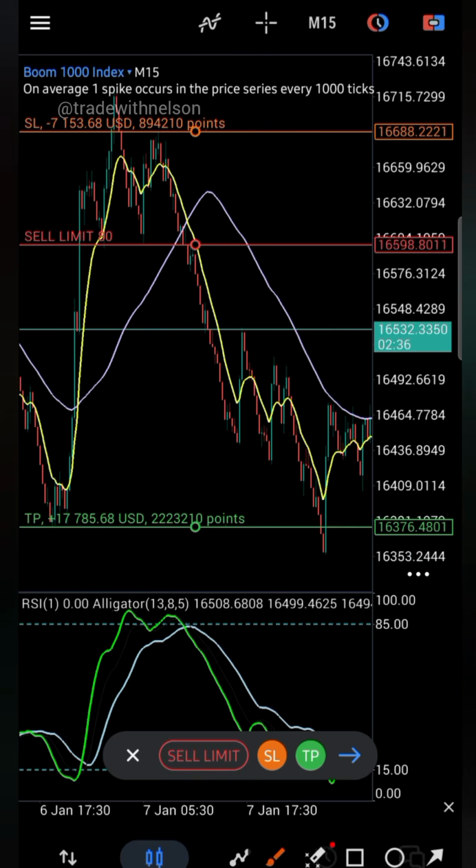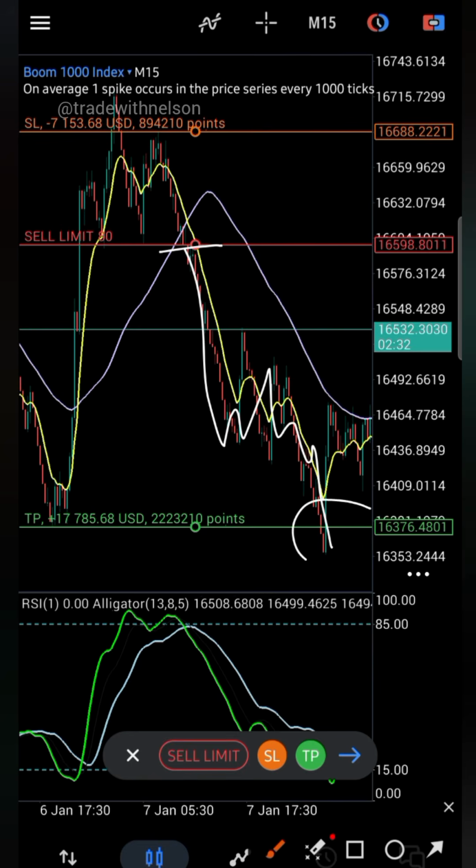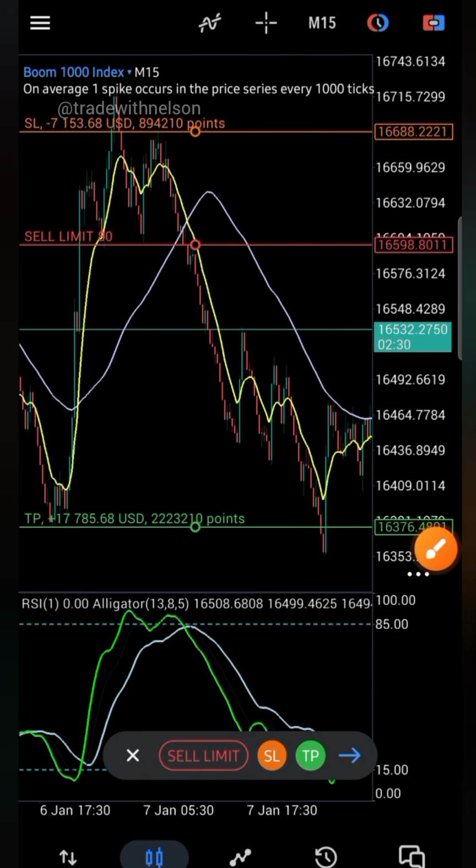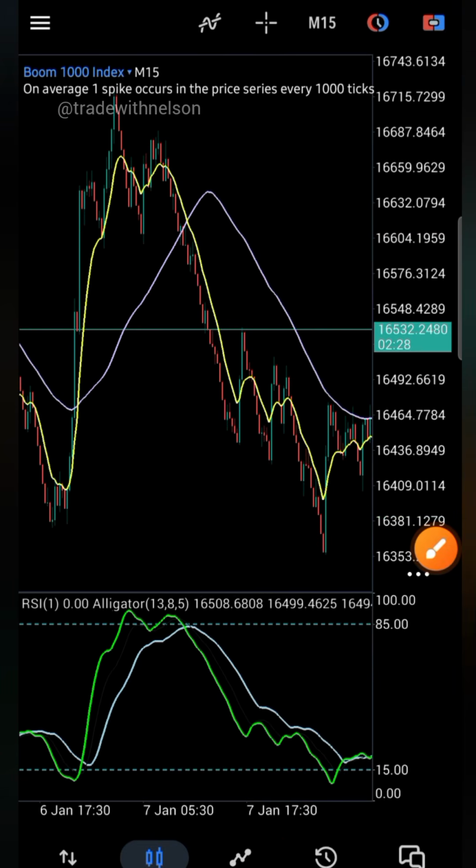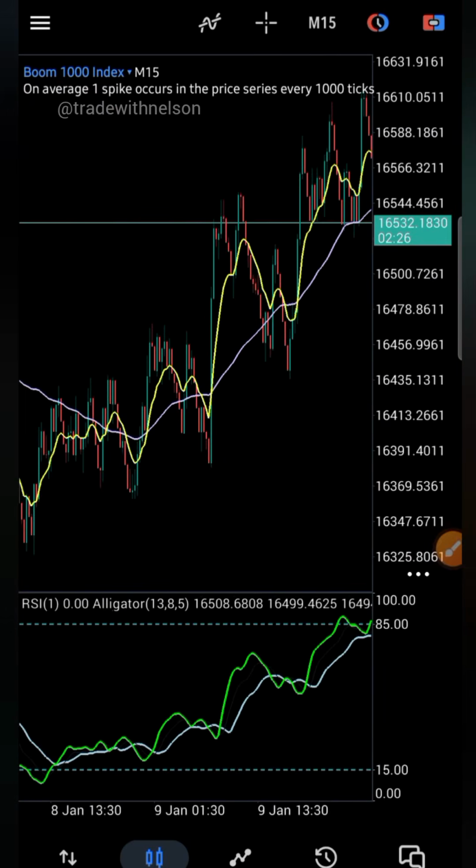And as you can see, immediately we have the entry, the market rallies to the downside and takes our TP. So let's continue to move forward and let me show you another example.